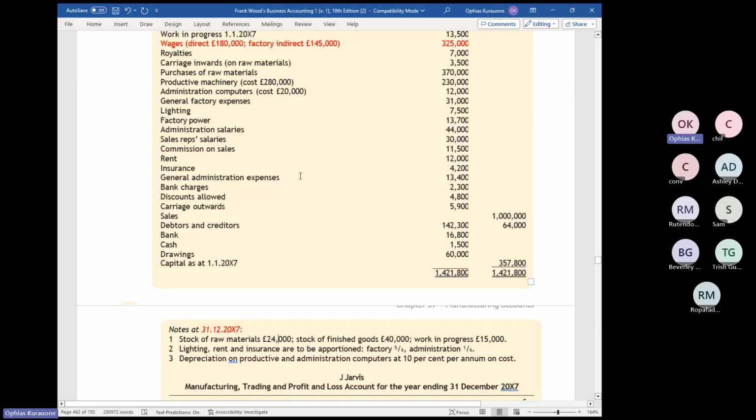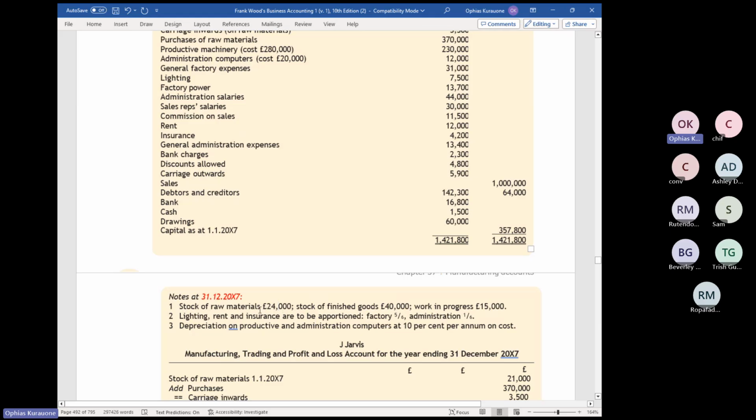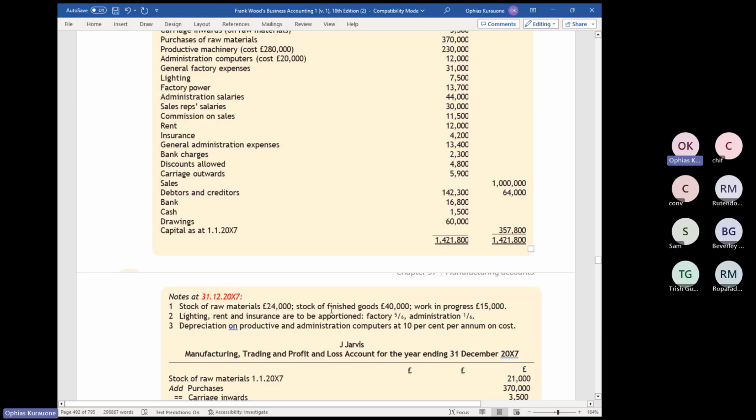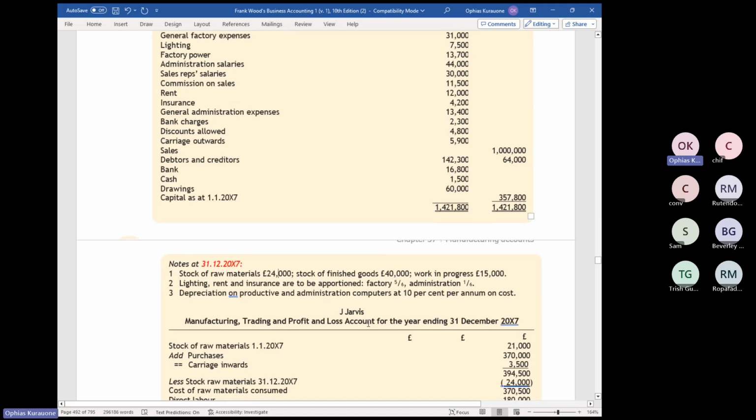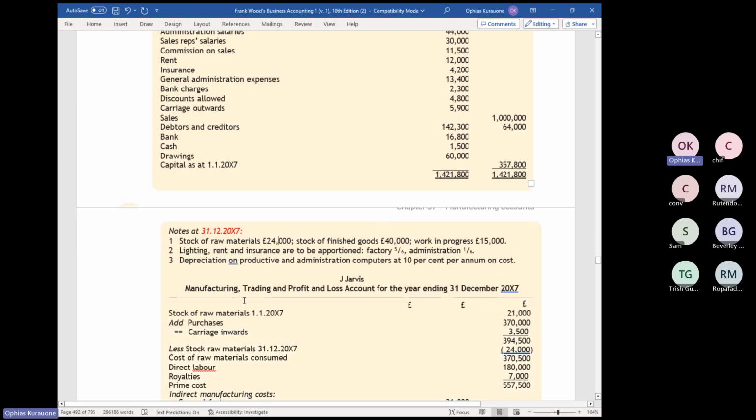How do you identify them? We identify them through the dates. So these are closing: raw materials closing stock, stock of finished goods is closing, work in progress is closing. So that you don't put the wrong figures. So we start by the manufacturing account here.